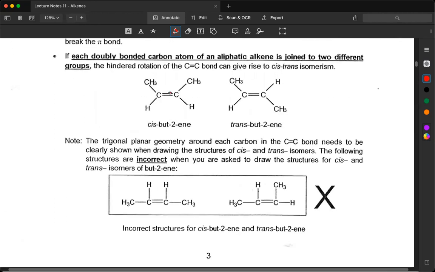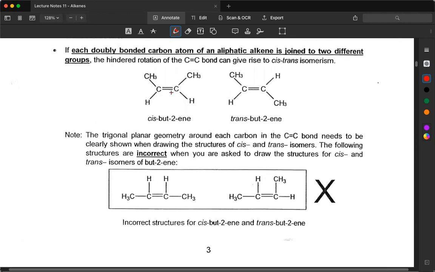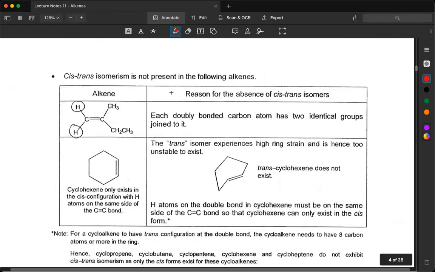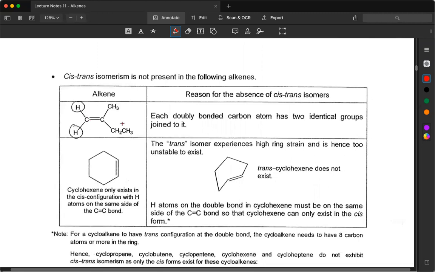You have to show the orientation correctly. There is no cis-trans isomerism in this case because each doubly bonded carbon atom has two identical groups joined to it. You must have different groups joined to each carbon.